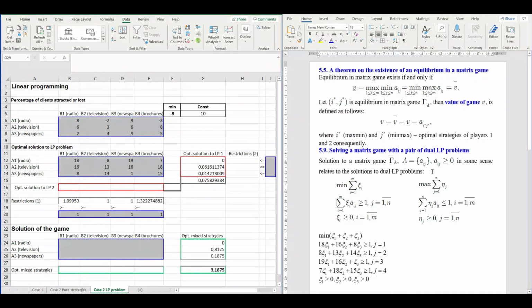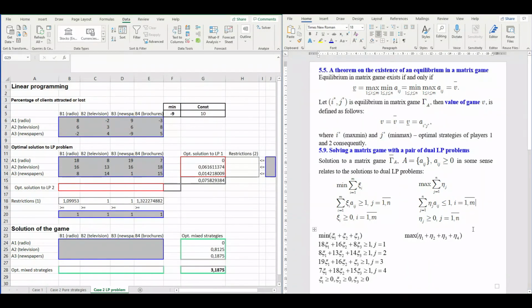Now let's consider the second linear programming problem. So the objective function here is the sum of 4 variables, and we need to maximize this sum. Let's consider the restrictions. For this linear programming problem, we should consider this restriction for all the pure strategies of the first player. In our case, there are 3 pure strategies of the first player, and therefore here we consider 3 restrictions. And the first restriction corresponds to the first pure strategy of the first player.